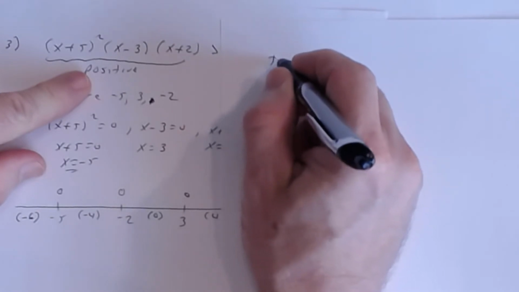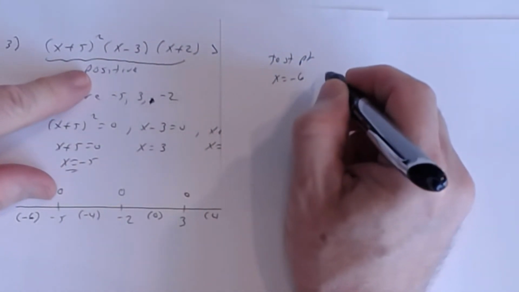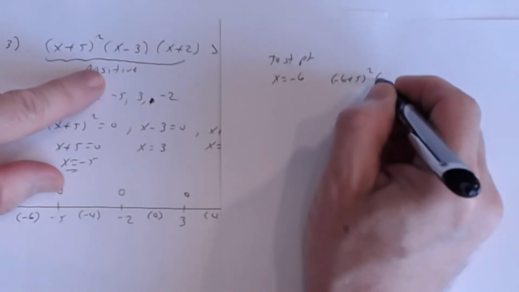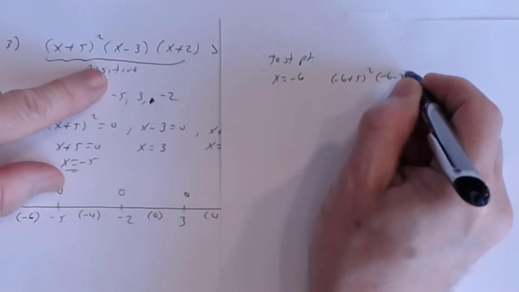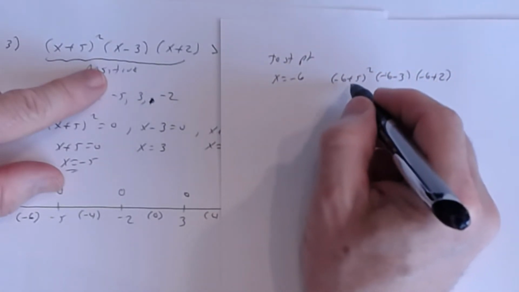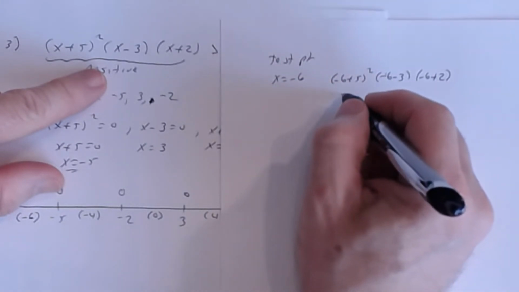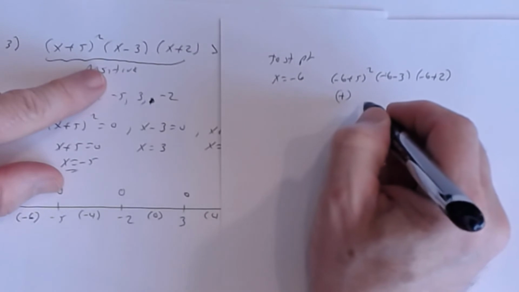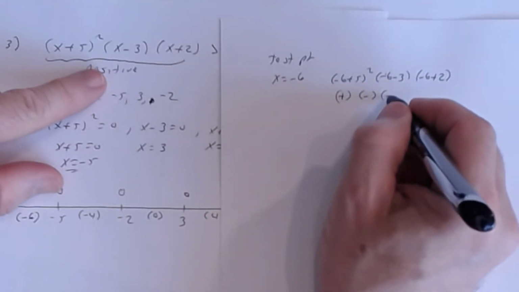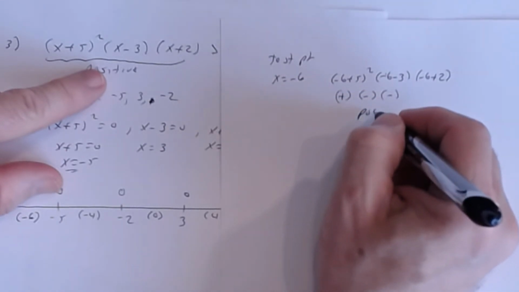So the test point, x equal negative 6. So when x is negative 6, I get negative 6 plus 5 squared times negative 6 minus 3 times negative 6 plus 2. Well, negative 6 plus 5 is a negative 1. Now be careful. A negative 1 times itself is positive, so you got to be careful there. That's actually positive. Negative 6 minus 3 is negative. Negative 6 plus 2 is also negative. So a positive times a negative is a positive number.